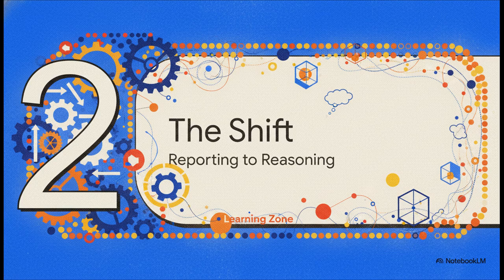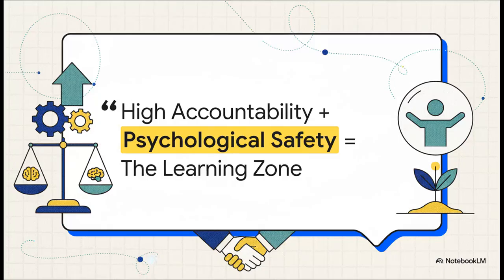So the goal here is to make a really fundamental shift. We've got to move our learners away from simply reporting a list of facts and start guiding them towards actively reasoning through the case. To do that, we need to create a very specific kind of environment, what we call a learning zone. The learning zone is this perfect blend of two things: high accountability, where we expect learners to think critically and really own the case, and high psychological safety, where they feel supported enough to try and even to be wrong. This is the sweet spot. This is where the real growth happens.